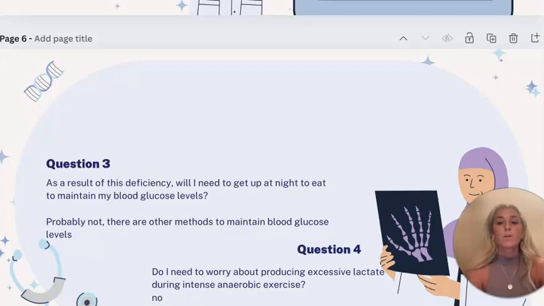So, lactate is an important energy source for contracting skeletal muscle. Individuals with McArdle's disease do not experience a significant increase in lactate levels during exercise.